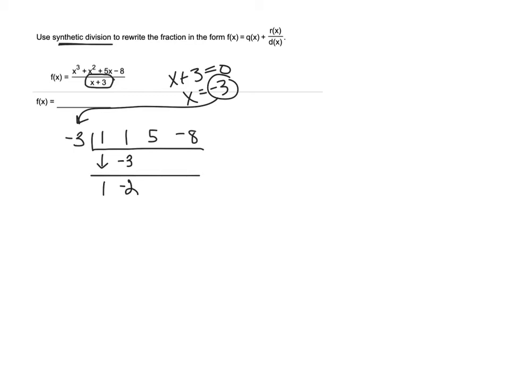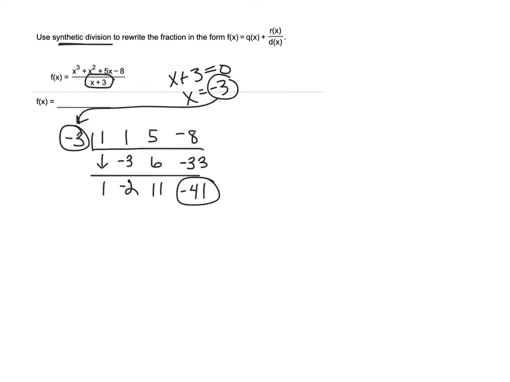Negative 2, you always multiply by negative 3. So negative 2 and negative 3, multiply together, you get positive 6. Add the 5, you get 5 plus 6 is 11. Do it again. 11 times negative 3 gives you negative 33. Right, isn't that right? Negative 3 times 11. Add the 8 and you get, what is that, negative 41? All right, and you're done because you can't go any further.